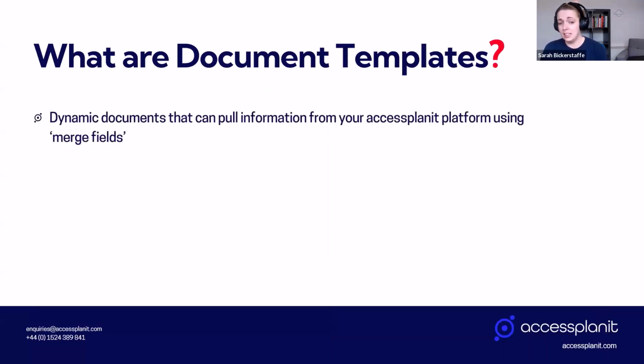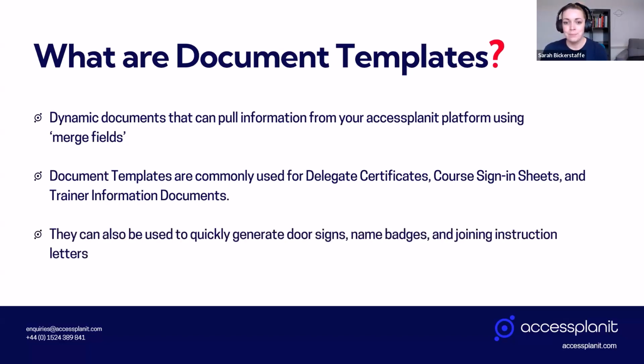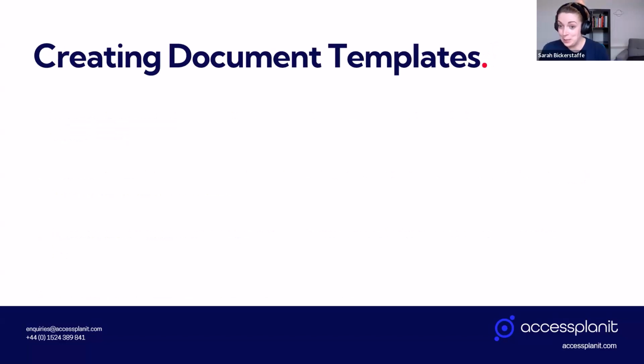Document templates are a dynamic document that can pull information using merge fields, similar to our email template functionality if you've used that before. Document templates are commonly used for certificates and sign-in sheets and other training information, but we have found a number of different uses for them throughout the years, which we'll be covering as our last point. They can also be used to generate our door signs, name badges, and any joining instructions. And all document templates are created and designed in Microsoft Word. So let's get into how to do that then.